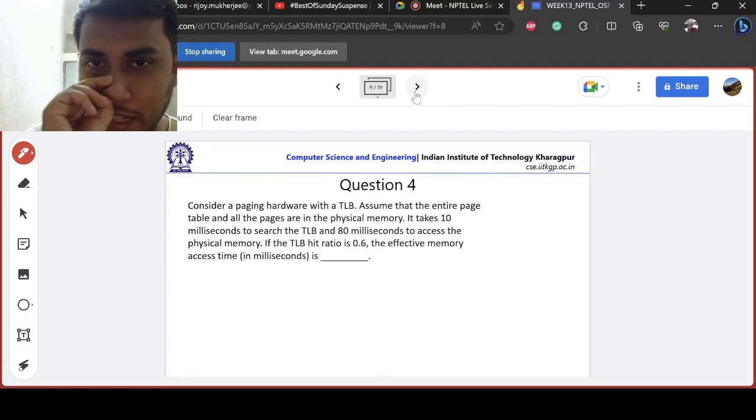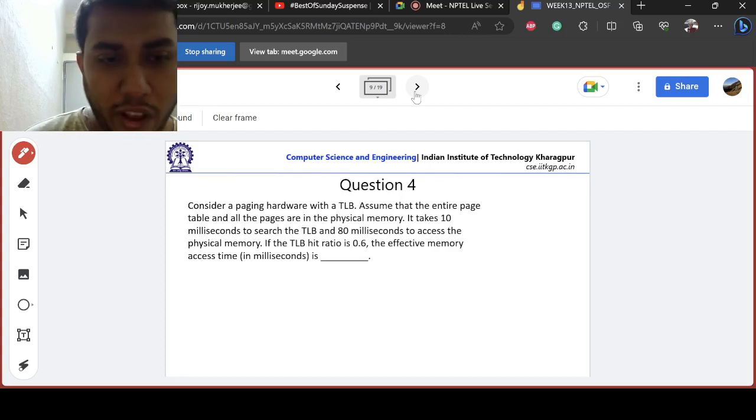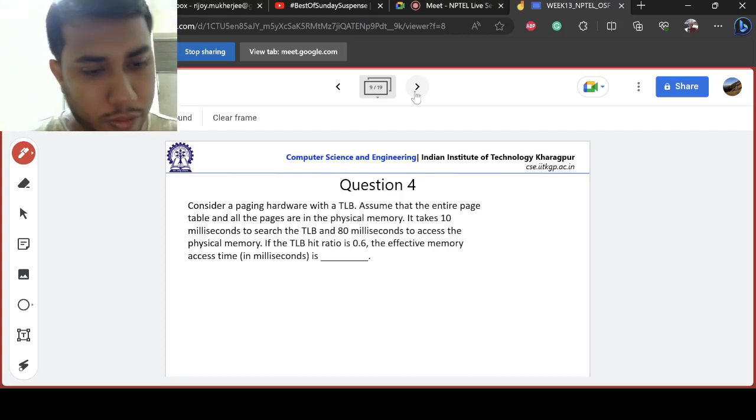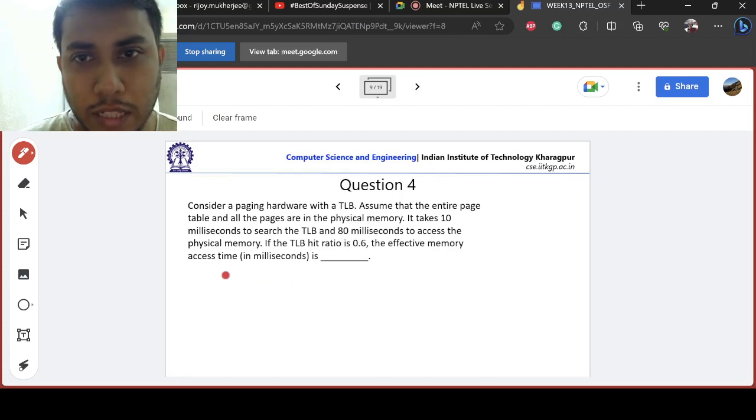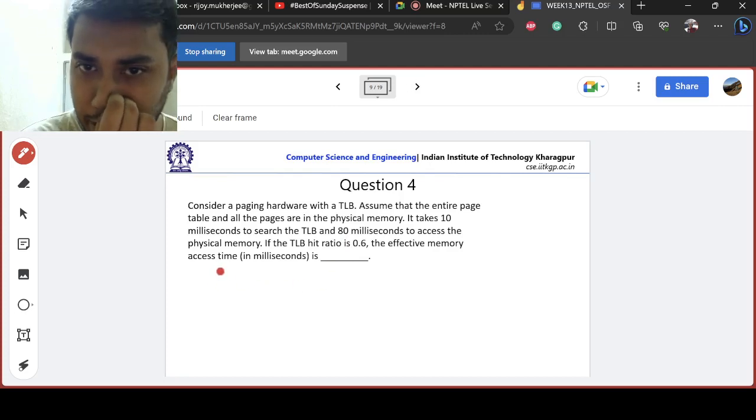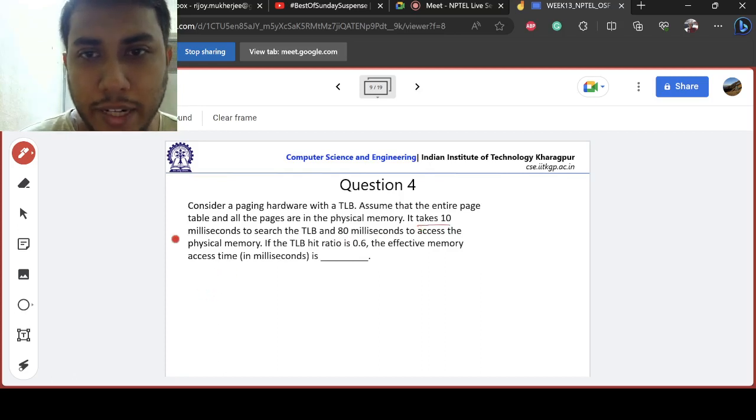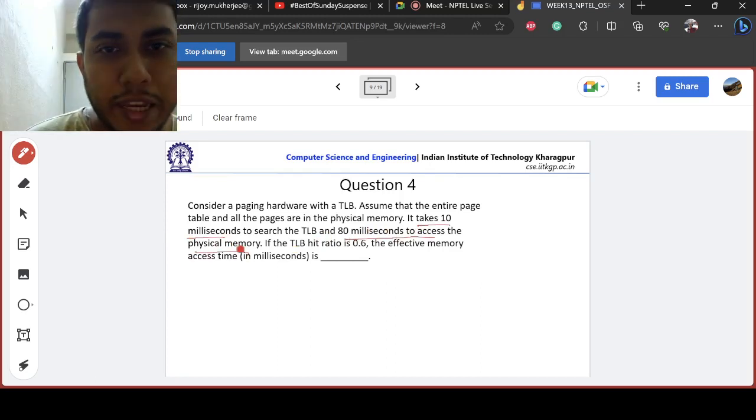So you have been given a paging hardware with a TLB. Now assume the entire page table and all pages are in the physical memory. It takes 10 milliseconds to search the TLB, and 80 milliseconds to access the physical memory. If the TLB hit ratio is 0.6, then the effective memory access time is?